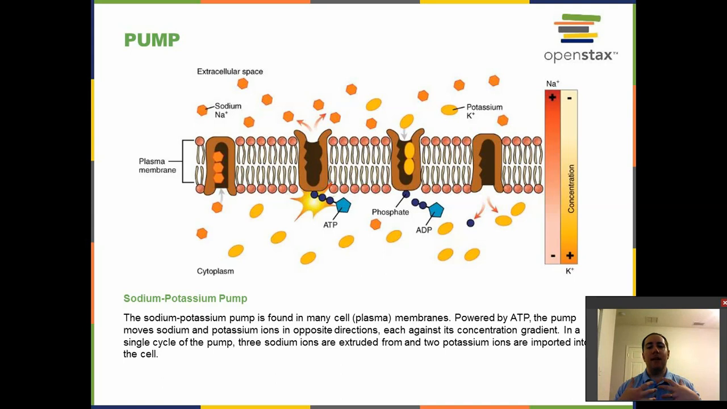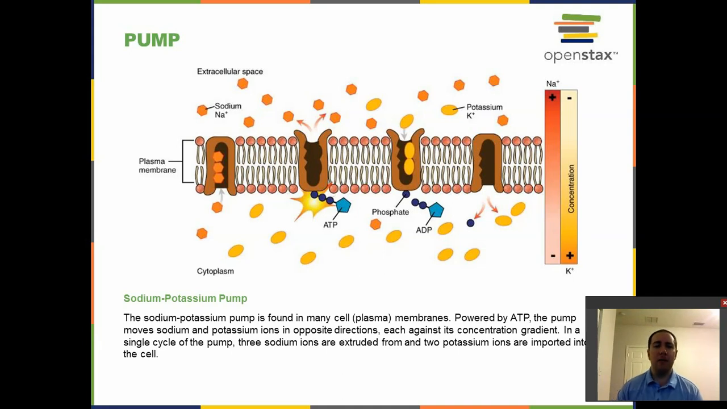Now there is a lot of detail on this slide. We're going to come back to this pump in either the neuron or the muscle lecture at the end. I think that's middle and the end of the semester. We'll come back to this one. This is a very important one. This is the sodium-potassium pump.